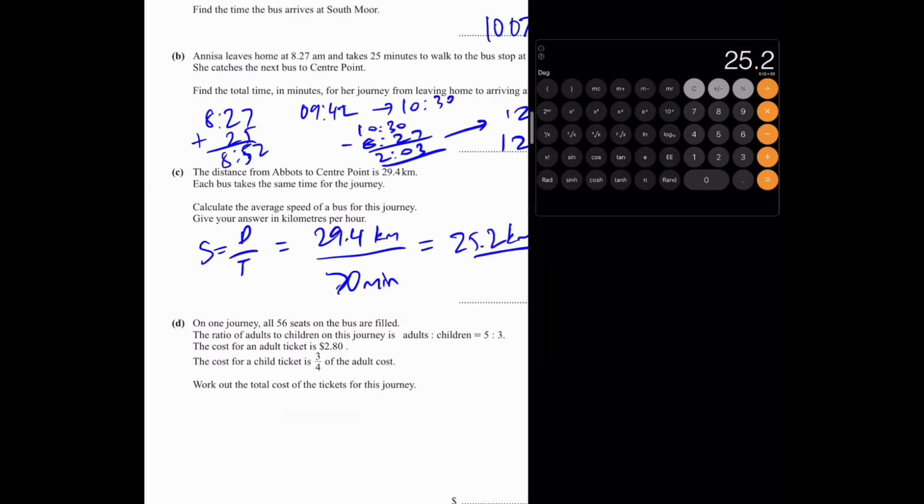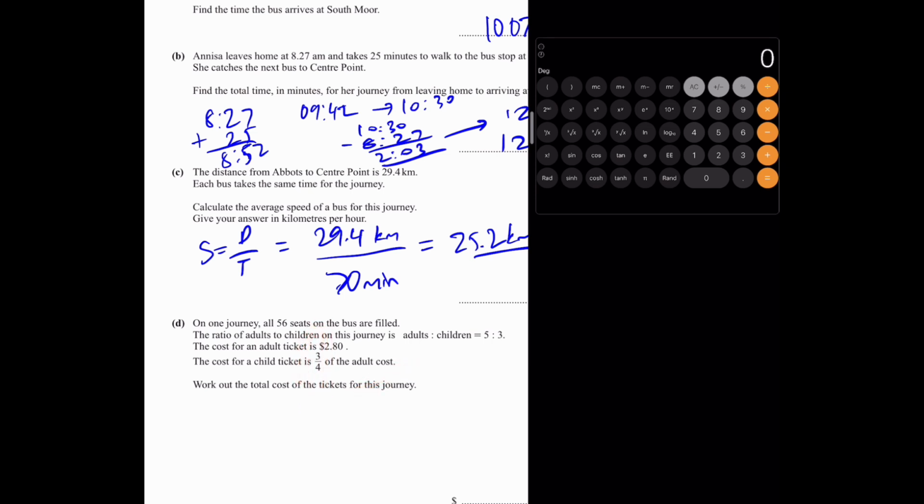On one journey, all 56 seats on the bus are filled. Ratio of adults to children on this journey is adults to children equals 5:3. The cost for an adult ticket is $2.80. The cost for a child ticket is 3/4 of the adult cost. What are the total cost of the tickets for this journey? First, let's find $2.80 times 3 by 4. Divide by 4 there to get $2.10 for children's cost.